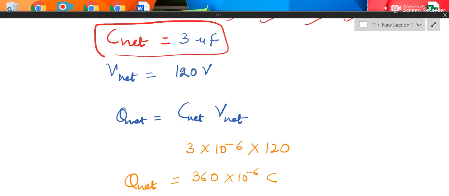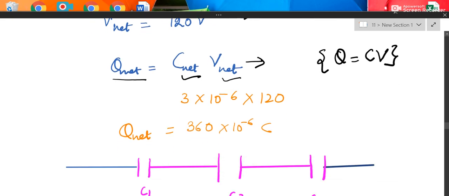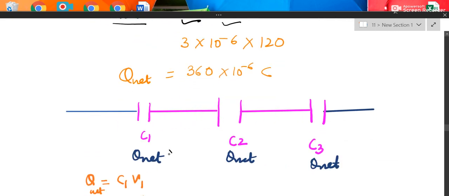So in the first part we have found the net capacitance, and the net voltage is given. So you can find out the net charge. Q is equal to CV, so C net we have calculated, V net they have given, so we can find out Q net. Now in series, the charge flowing is the same. Q net will be the same.